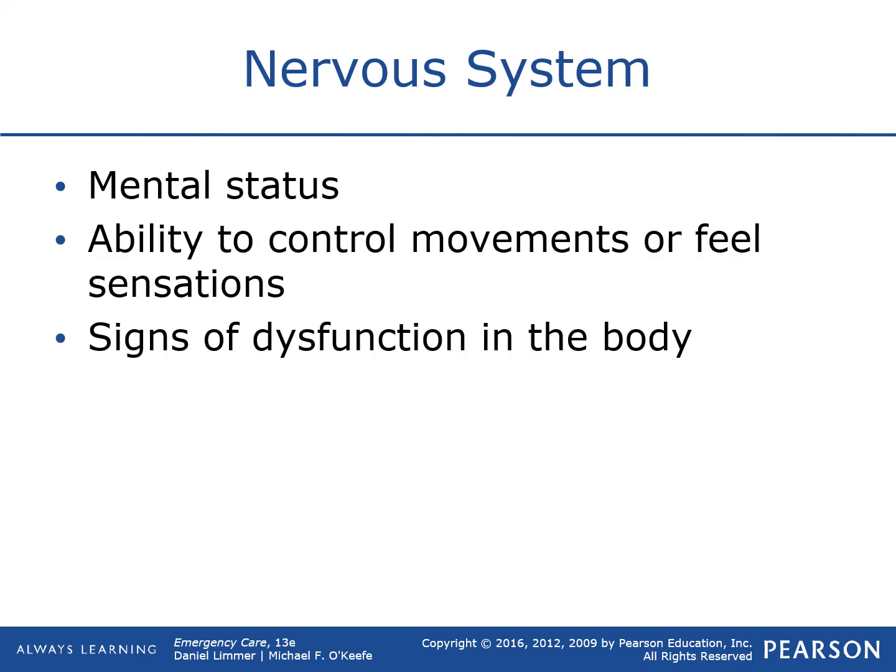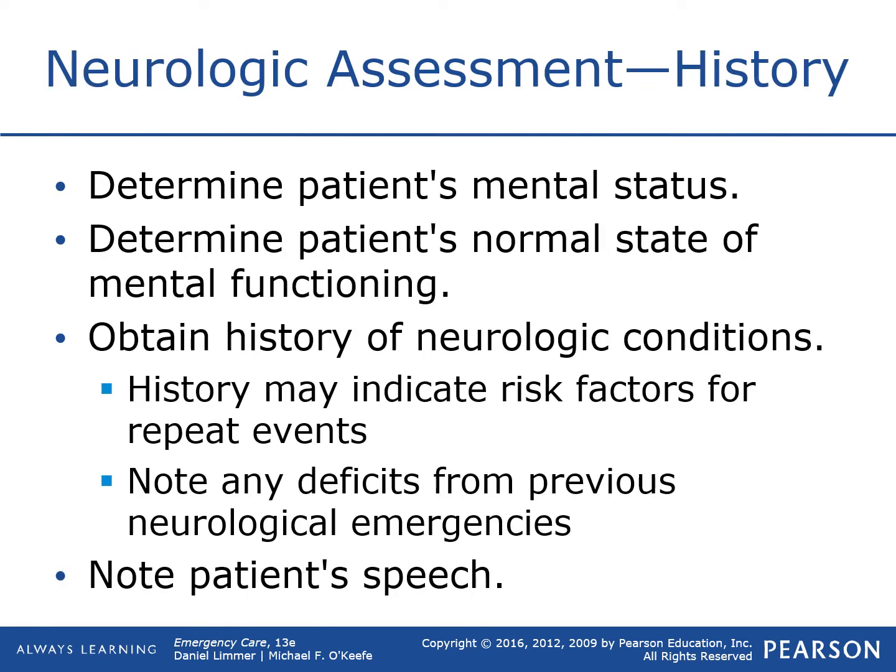So moving on into your nervous system. The biggest things we can assess are your mental status, the ability to control movements or feel sensations, and signs of dysfunction somewhere in the body. Those are things that the nervous system controls that we can see. So when we're assessing our neurologic systems, there are 3 things that we need to do.